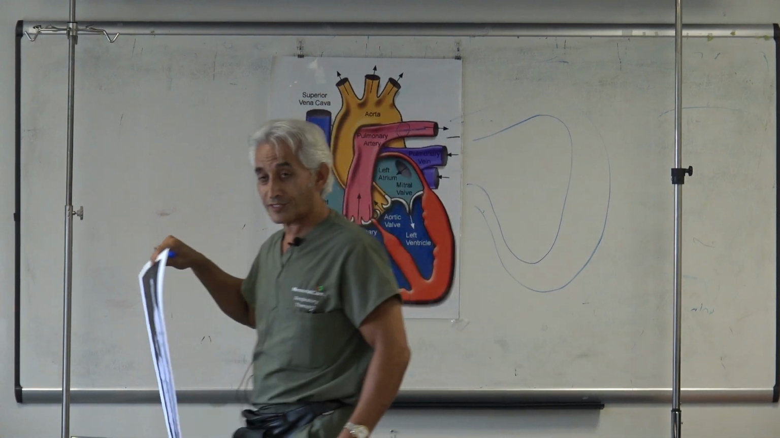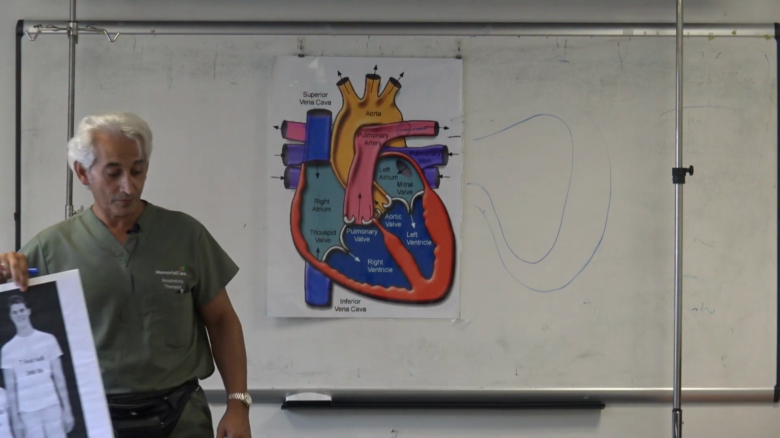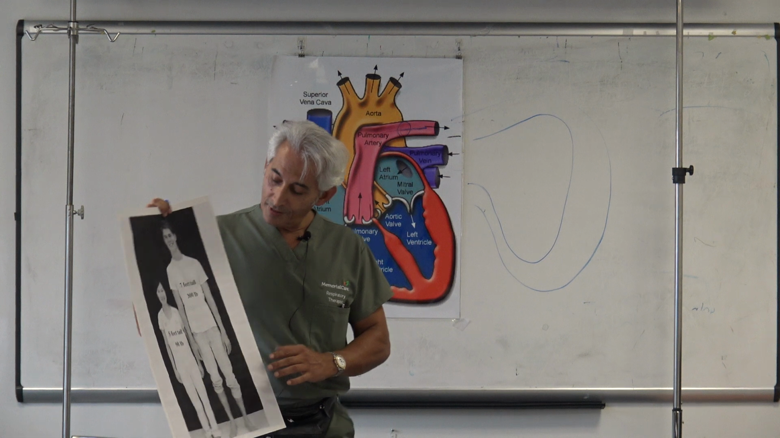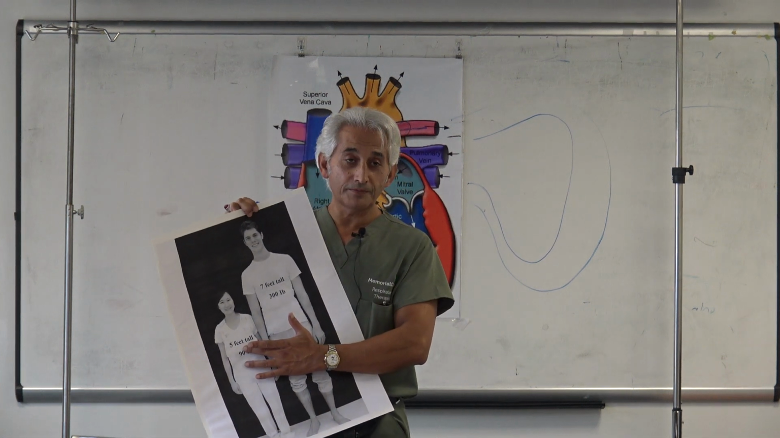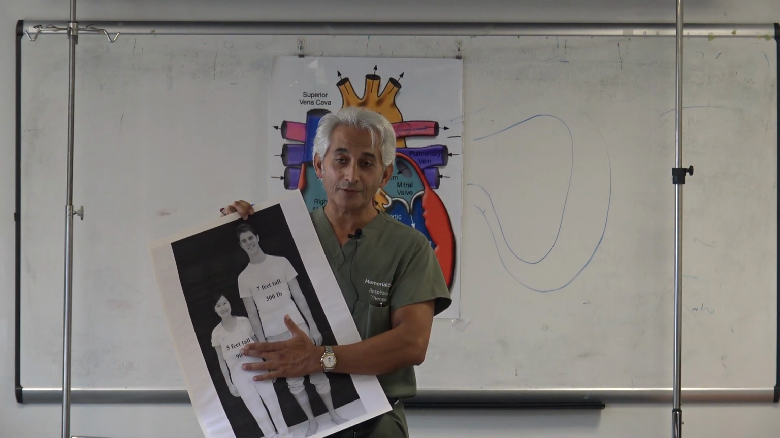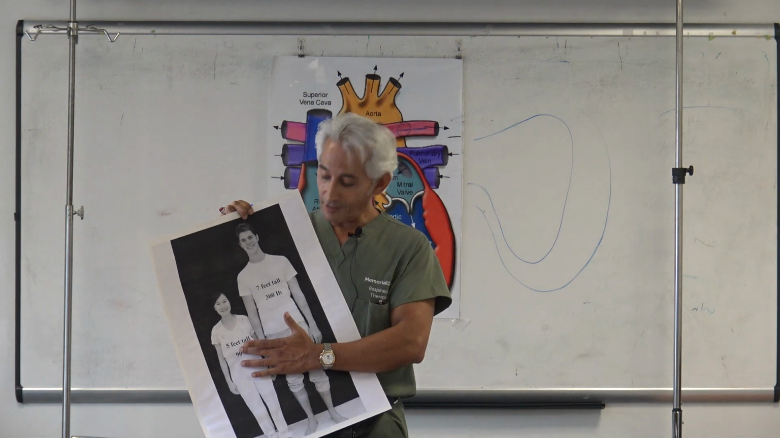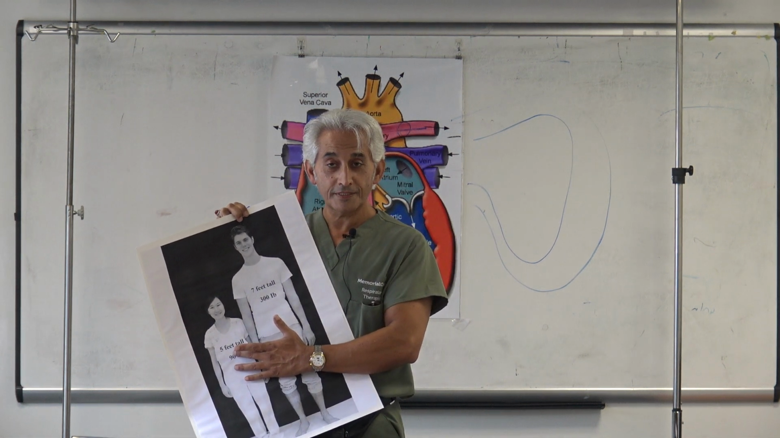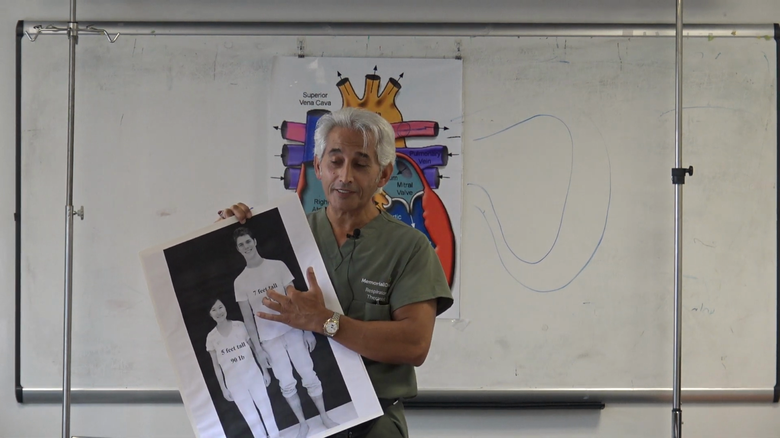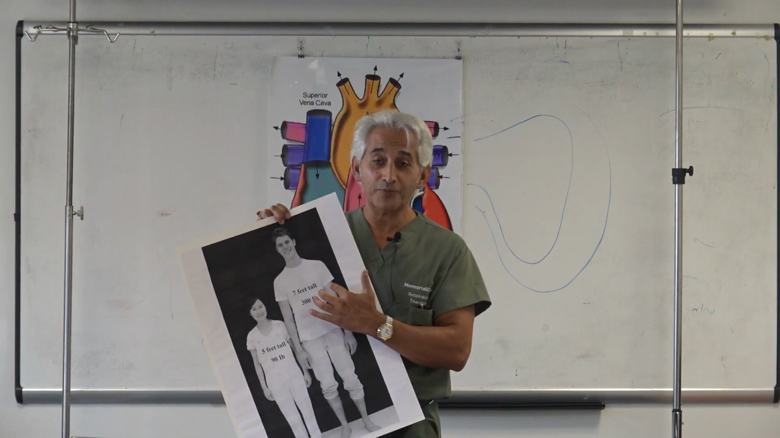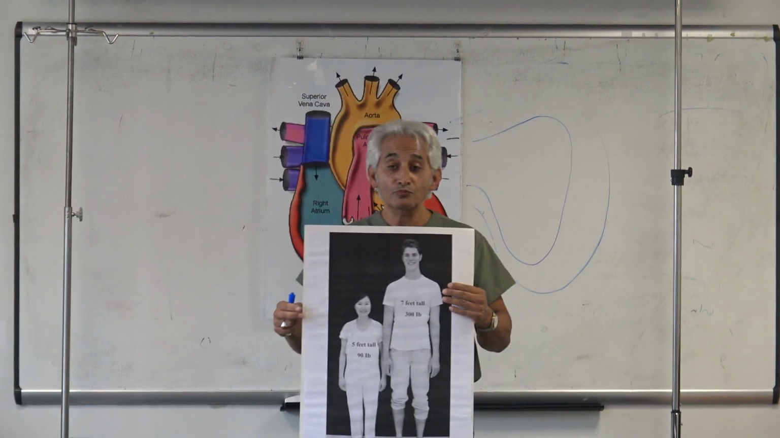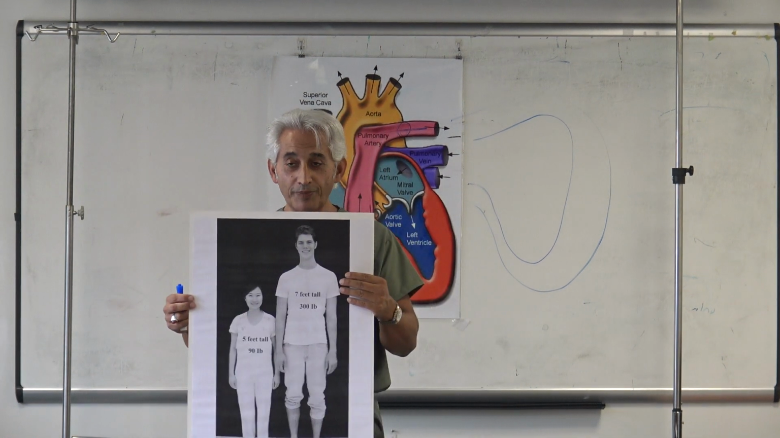Average is 4 to 6 liters. She's 5 feet tall, weighs 90 pounds. Let's say her cardiac output is 4. This young man over here, his cardiac output is 6 liters. All right? So you have these two patients in 3 South, let's say post-CABG.